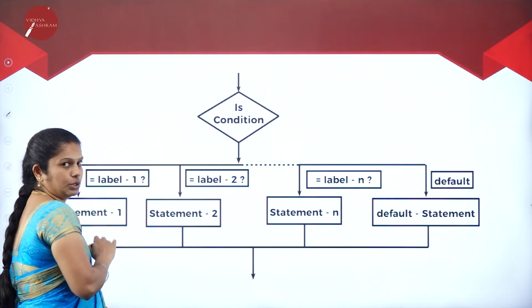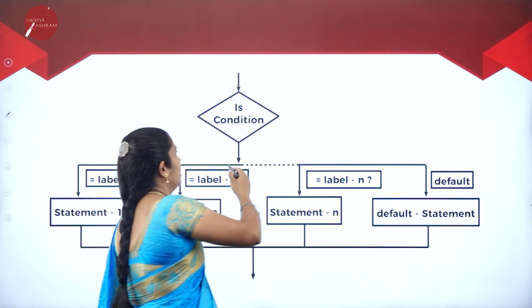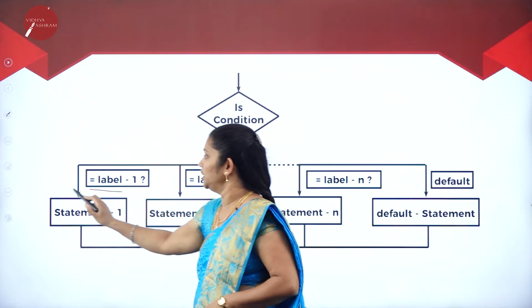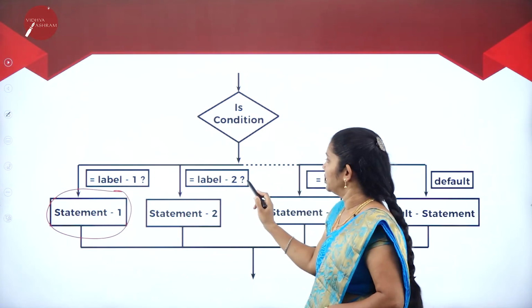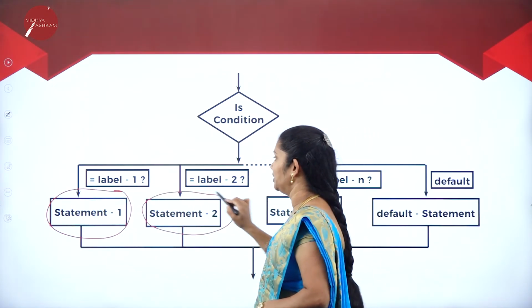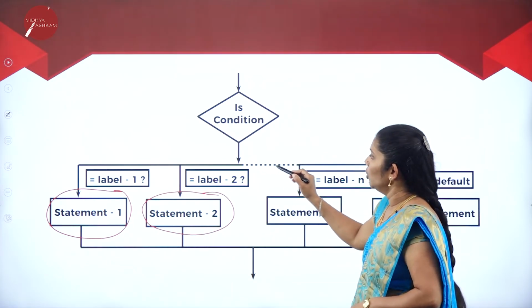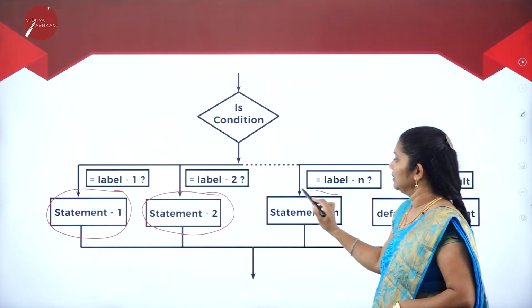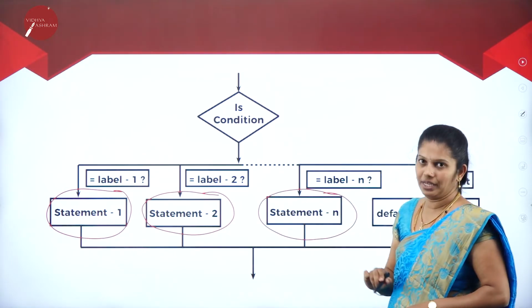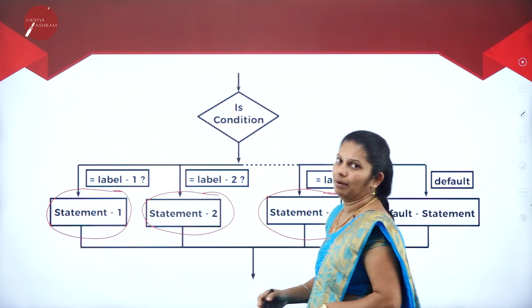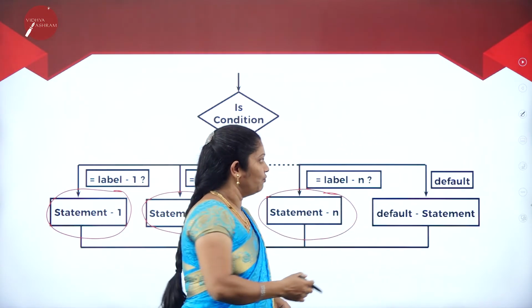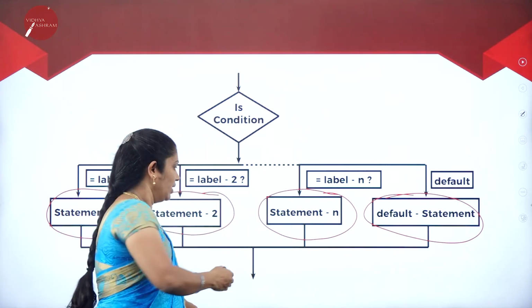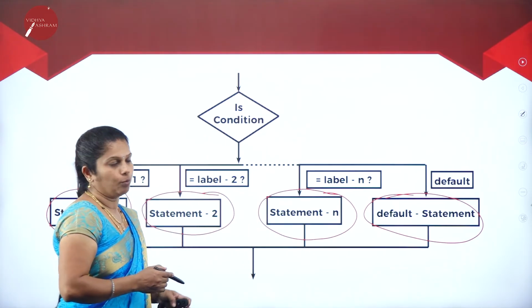Now if you observe the flowchart, first the condition: if the label is equal to 1, then statement 1 will execute. If the label is equal to 2, then the second statement will execute. Like this, it will check all the labels. If the label equals n, then statement n will execute. If all the labels are not satisfied, then finally it will display the default statement. Finally, everything will come out from the loop.